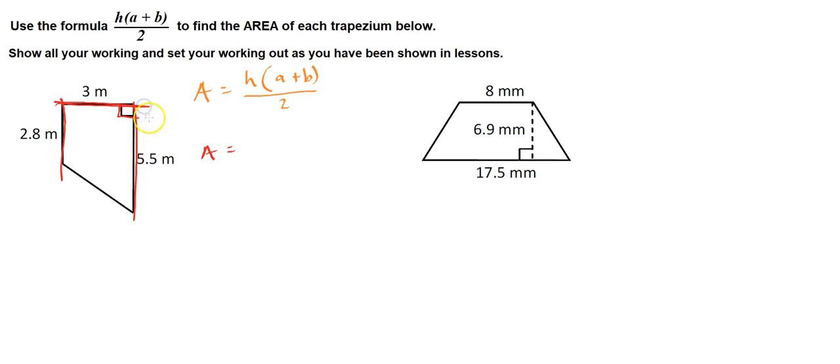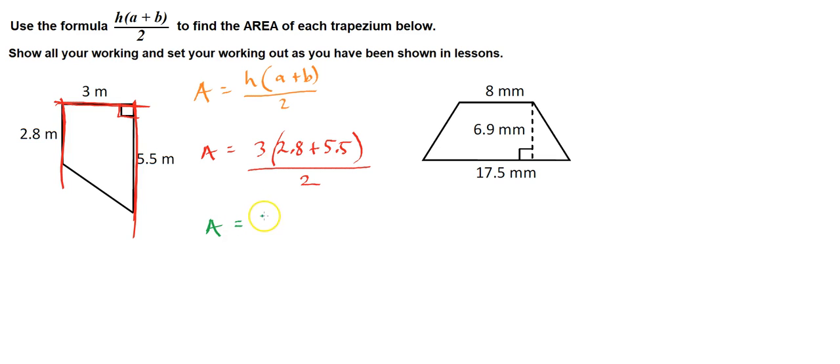The height, here are the parallel lines, that's A and B, right? So that's 2.8 is A plus 5.5 as B. And the height is 3, and you divide all that by 2. So let's just tidy that up. That is a little bit untidy.